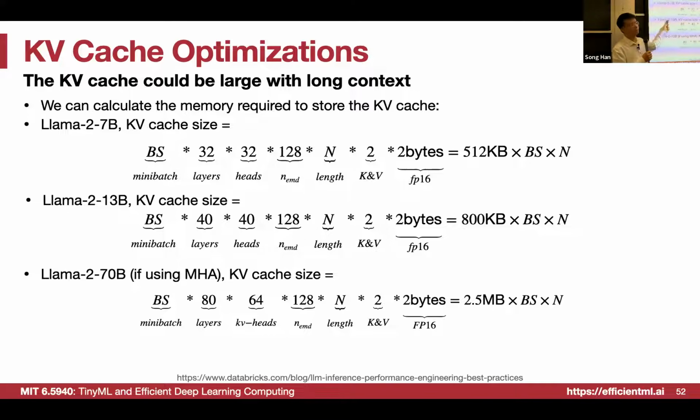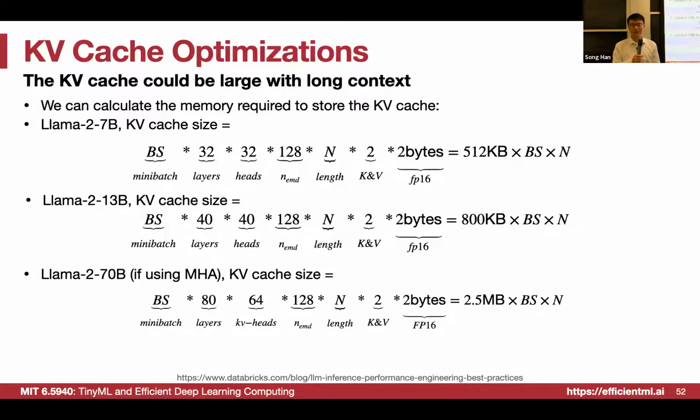Similarly, we can calculate Llama 2 13B. Okay, for 13B, the number of layers increased from 32 to 40. And the number of heads increased from 32 to 40. The hidden dimension of each head remains the same for different Llama models, 128. Length, K and V, and 2 bytes per element. So this is 800 kilobytes per token per batch.